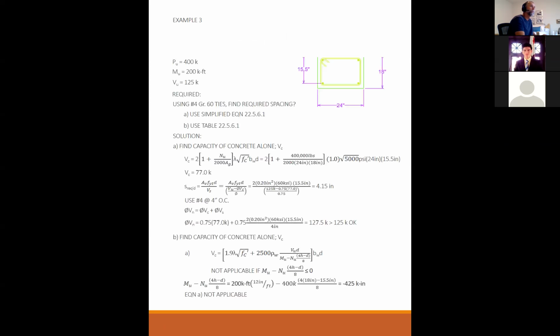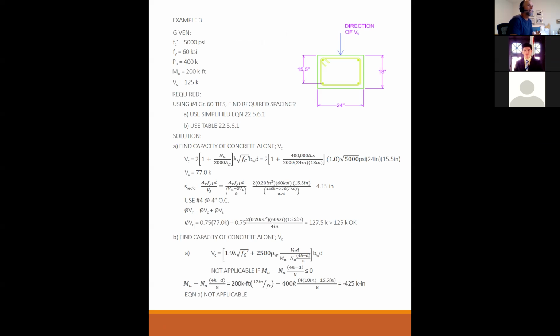Professor? Yes. So for our axial design, our Pu is considered Mu. I mean Nu in our case. Because for Nu you're using the 400. That's why. That's right. Yes, that is correct. Perfect.